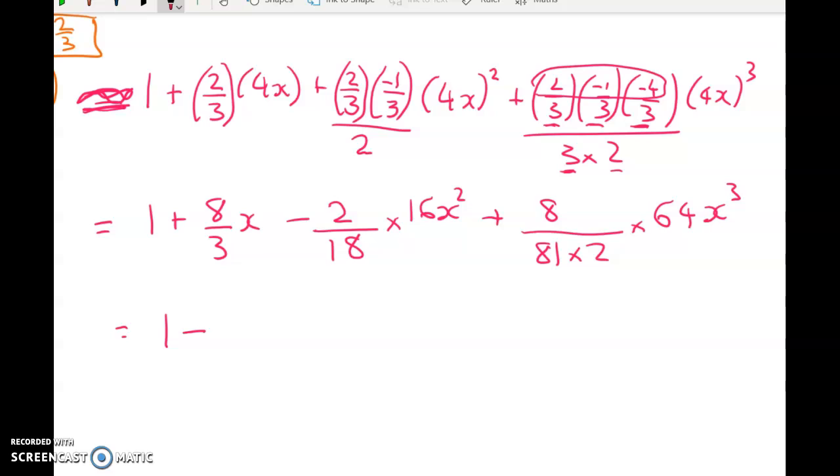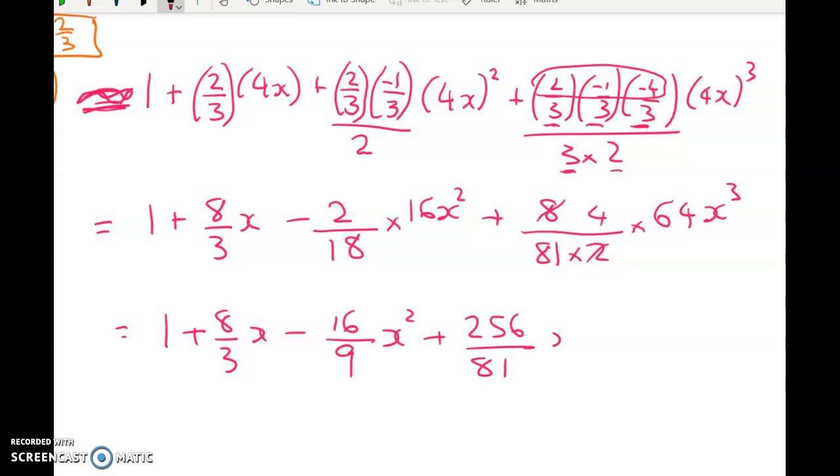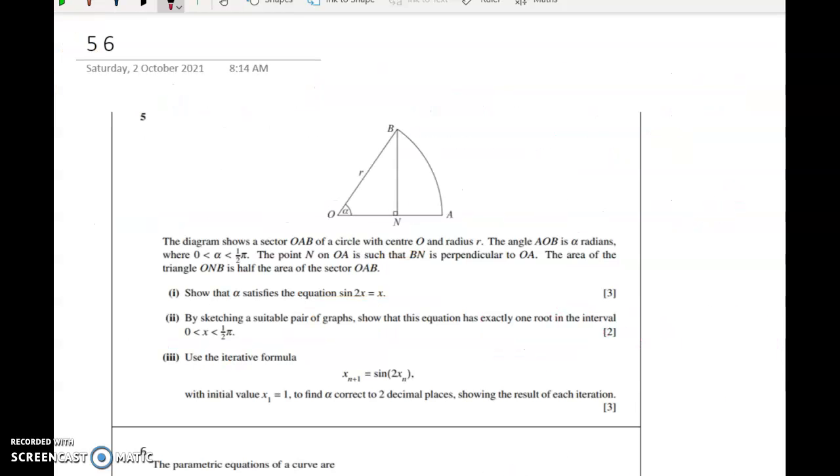Cleaning this up gives me 1 plus 8/3 x minus 16 over 9 x squared plus, let's see, we've got a 4 there, so 256 over 81 x cubed. Now let's just check whether we can simplify that down. Well, no, we can't. That's as far as we can take it. So we're done. I reckon that was a very easy 4 marks, and most of you did that question really, really well. The next one that I'm going to do is question 6.